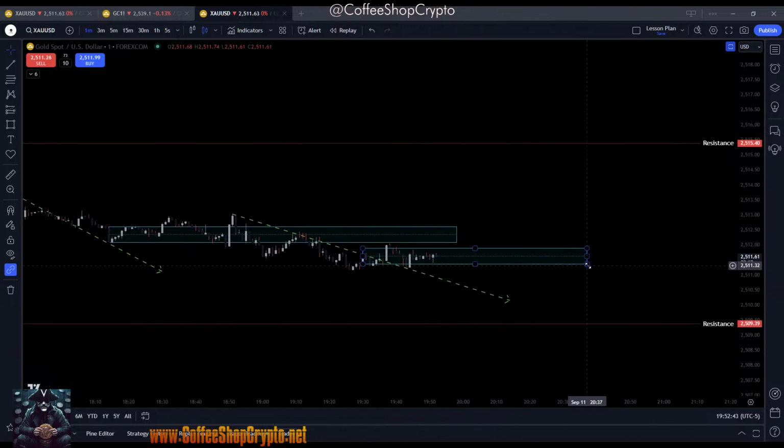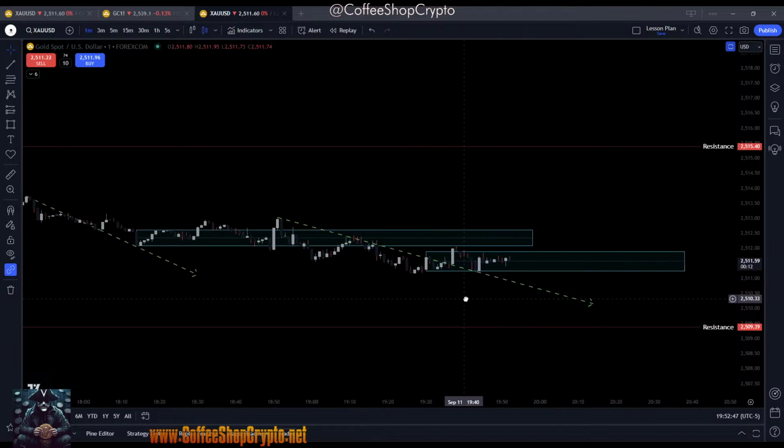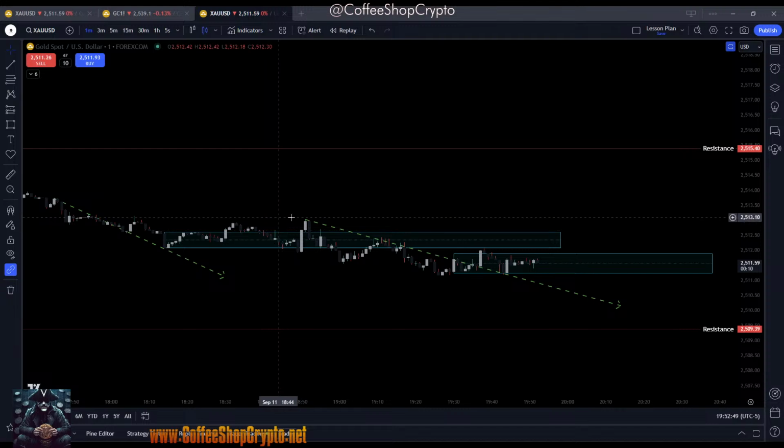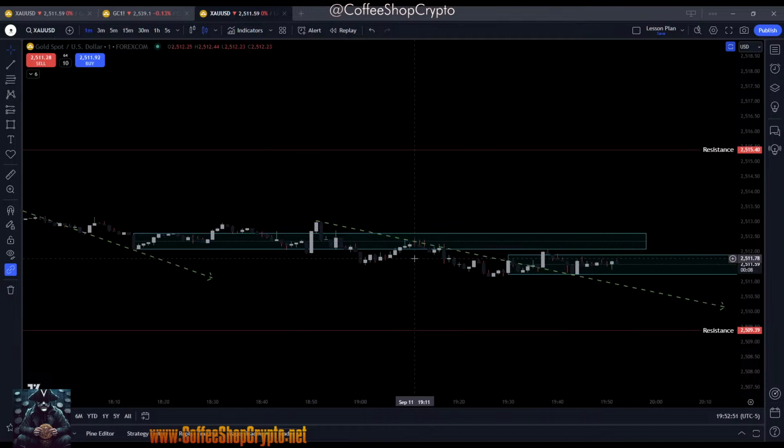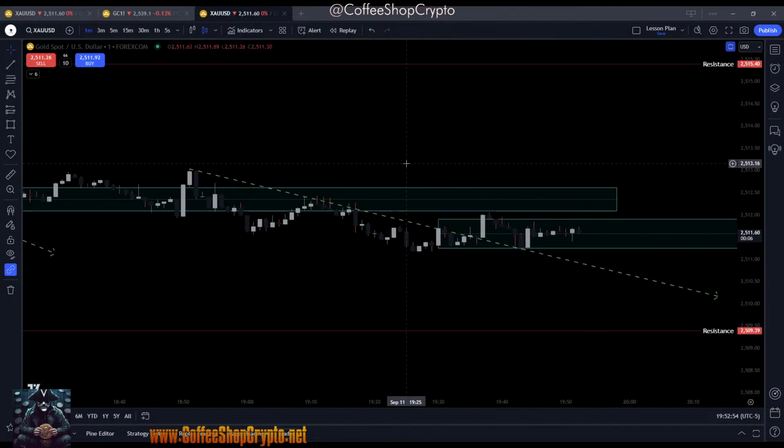Down to this level. So price is just ranging right now. So that's fine. I'm going to leave that alone. Let price do what it needs to do. So let's see if there's any liquidity left in this area up here. All right, starts pushing along right here.